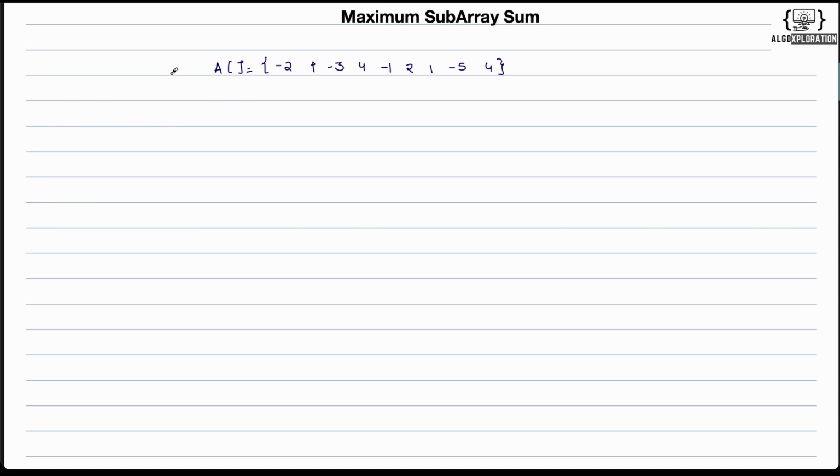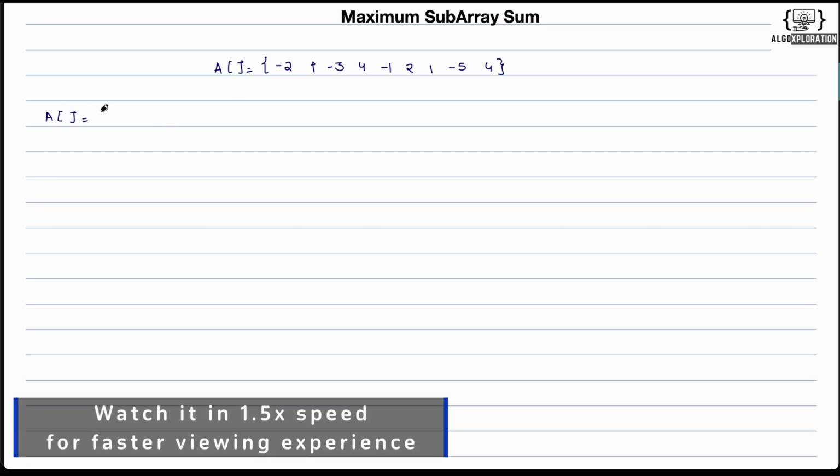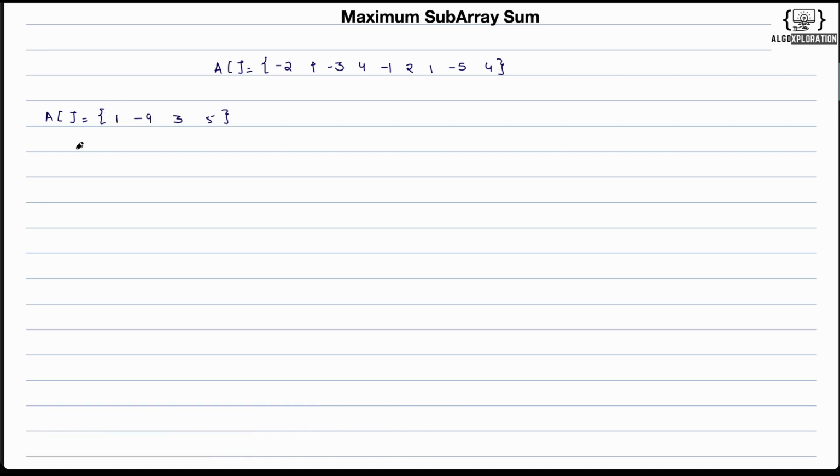So let's say if we have an array, I'll explain with a small example. Let's say we have an array which includes 1, -9, 3 and 5. So the subarrays will be 1; 1, -9; 1, -9, 3; 1, -9, 3, 5. Then we have -9. Now we have generated all the subarrays.